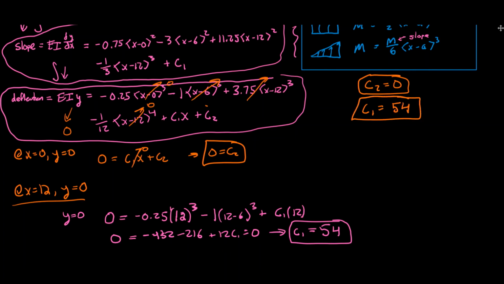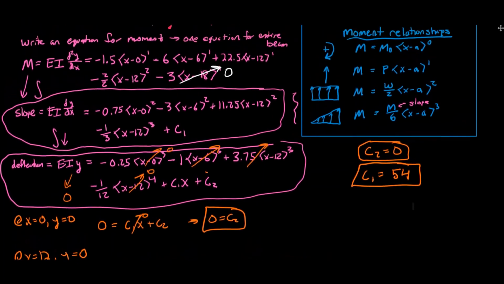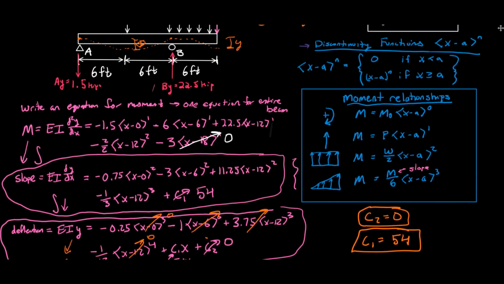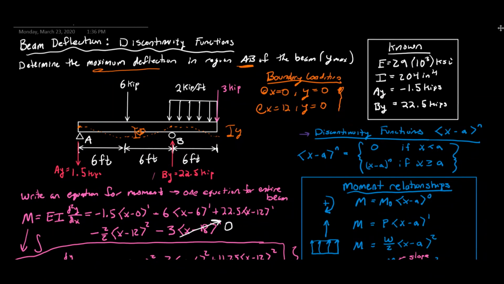And now that we have these two constants, we can rewrite our equations to see what those are all going to be. So up here, instead of C1, we can just plus 54. So this is going to be 54x. And then C2 just becomes 0. So let's go back to our problem and see what they're asking. They're asking to determine the maximum deflection in region AB.